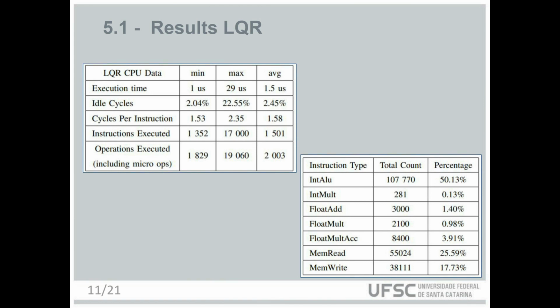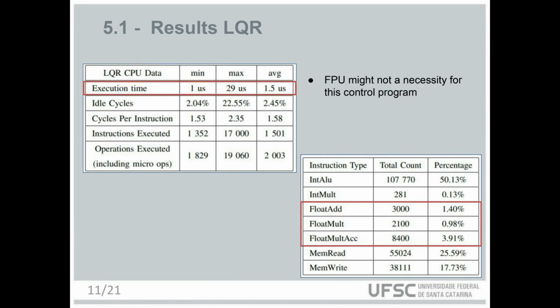When we analyze the instruction types executed during this control program, we also see that there were very few floating point unit operations. This data, coupled with the great performance in the first picture, may suggest that a CPU with a dedicated FPU chip, such as the Raspberry, might not be needed for this control program to execute well.